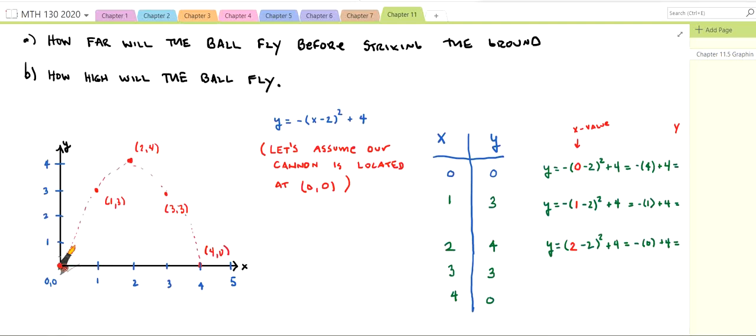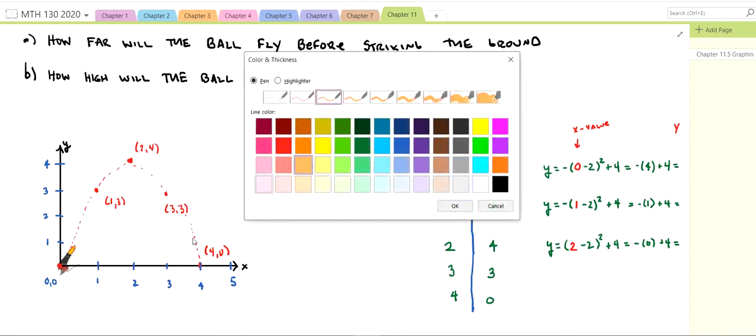So our cannonball follows what we call a parabola shape and fires up here and then comes back down and strikes the ground. So now we can answer our questions. First question was, how far will the ball fly before striking the ground? And it looks like the distance here is, let's go with orange.